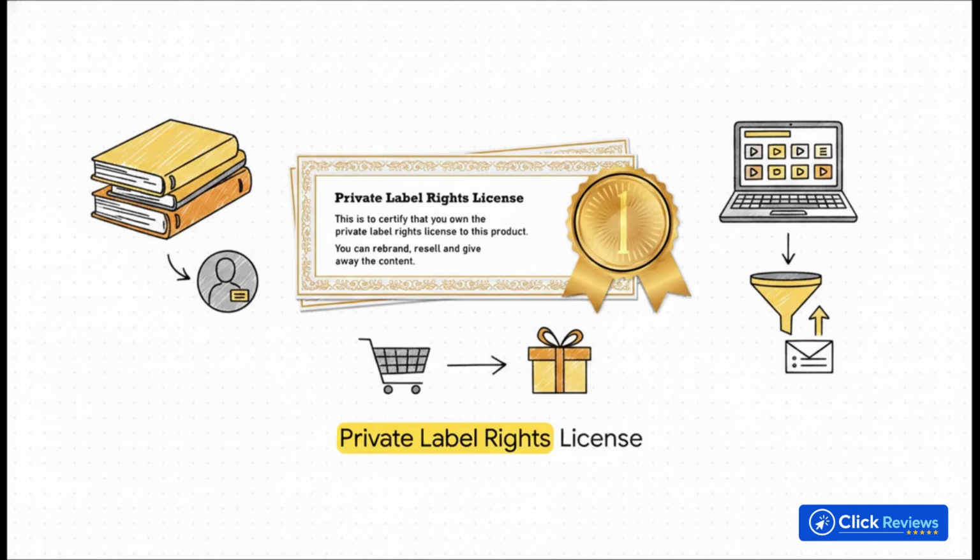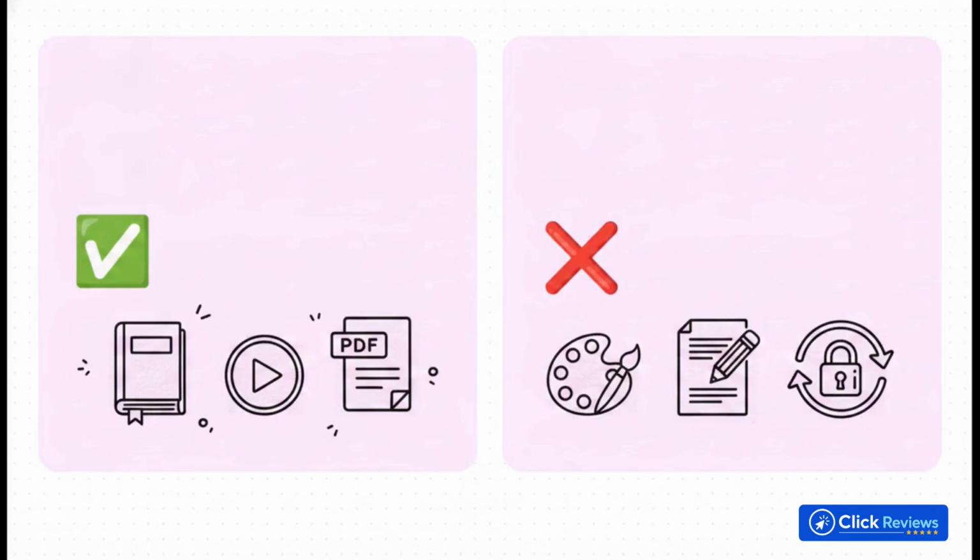Private label rights, or PLR, basically means you're buying the right to rebrand the content as if you created it from scratch yourself. The included license certificate explicitly says you can rebrand, resell, and give away the content. You can slap your own name on the ebooks, use the videos in a paid membership site, or give a report away as a lead magnet just to build up your email list. But here's where it gets interesting.